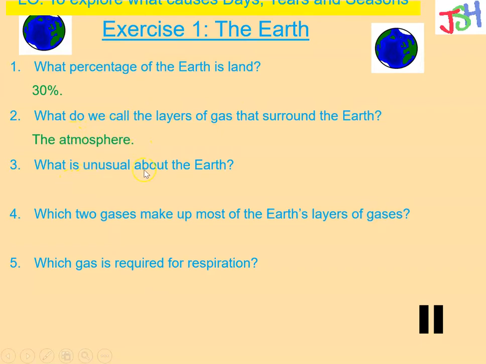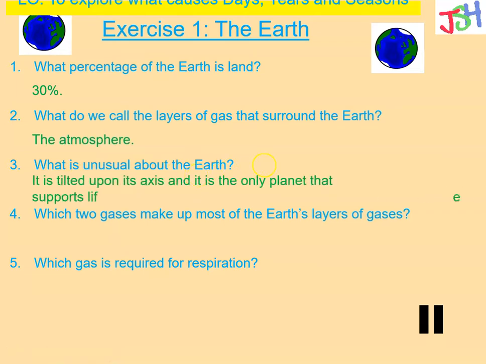What is unusual about the earth? The earth is tilted upon its axis and it is the only planet that supports life. Which 2 gases make up most of the earth's layer of gases? So we have nitrogen and oxygen. Which gas is required for respiration? So the gas that is required for respiration is oxygen.